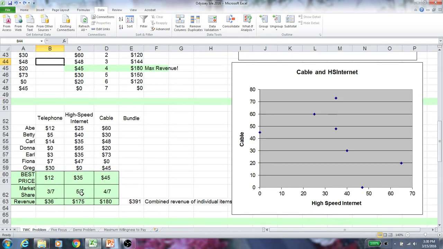If we were to then summarize the table, we would see that the best price for individual or a la carte pricing is $12 for a telephone. You get 3 out of 7 people there, and revenue of 36. 175 by getting 5 out of 7 people to give you 35 for high-speed internet, and cable gives you $45. It gives you 180 because you charge $45, and 3 people don't like that, but 4 people do. You make $391. It's the best revenue for individual items. But you can do better than that by bundling.